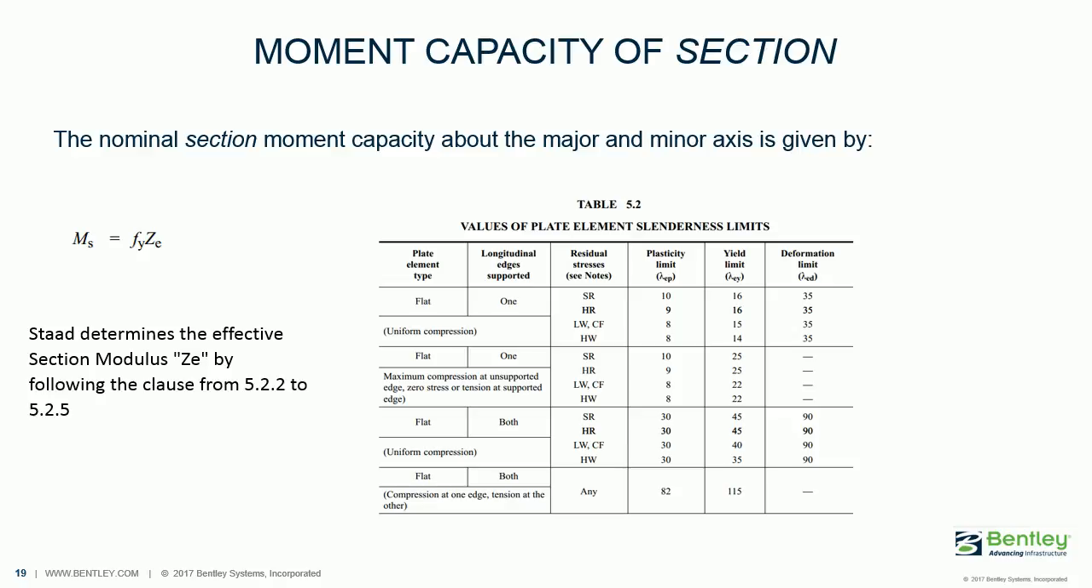This slenderness value, or the lambda value, should be within these zones, like the plasticity limit or the yield limit. In other words, you can determine whether that lambda value is within the plasticity limit or the yield limit, and accordingly the section can be classified as compact, non-compact or slender. We'll discuss some working examples in my forthcoming session so that we can understand the exact workflow of this section classification.